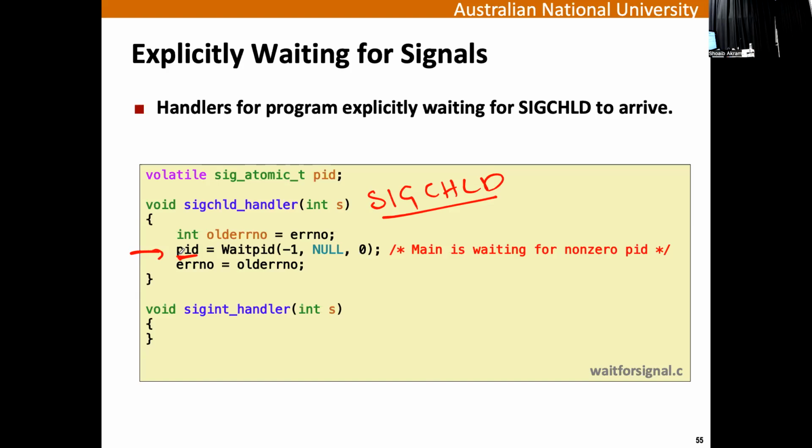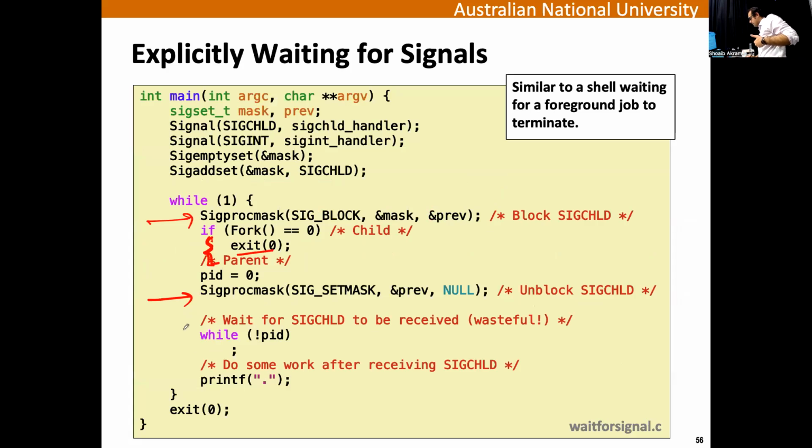And there's a property about process IDs. What is that property? Process IDs are always greater than 0. Okay? So when the child handler runs, pid will be greater than 0. After the child handler returns, where do you go? You go back to the while loop here. And what will happen? You will exit the while loop.